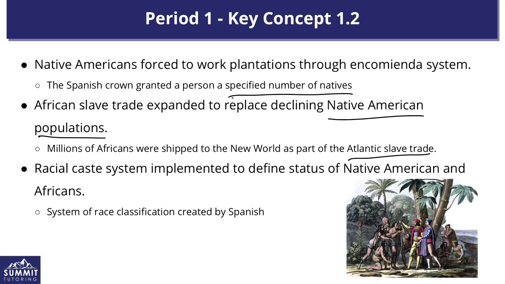We're also going to see this racial social class system that's going to be put in place that's going to really define the status of Native American and African people. And really, it's a way of race classification. Anyone that's not white is considered less than superior. Anyone that was Native American or African American was looked down upon. They were kind of below the white people in social class, right?